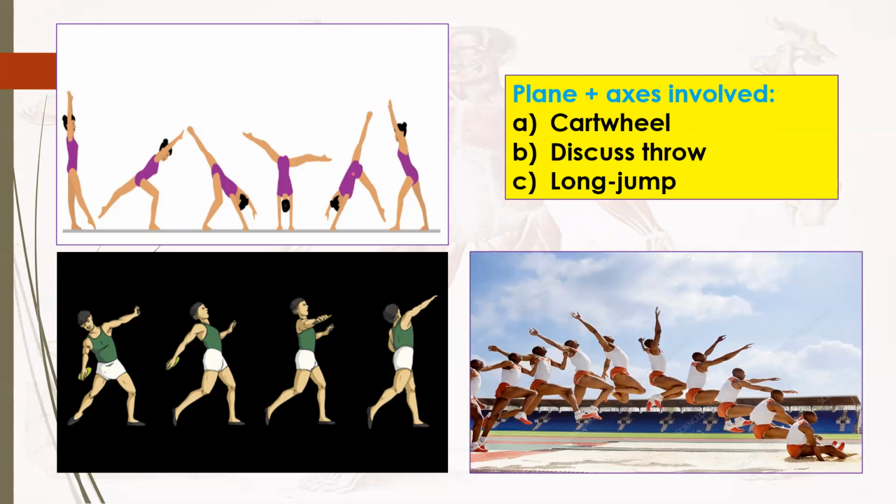And then the last ones are just to do with planes and axes. So another topic that we just looked at in the last lesson. So what are the planes and axes involved in A, the cartwheel, B, the discus throw, and C, the long jump? Pause the video here to record your answers.